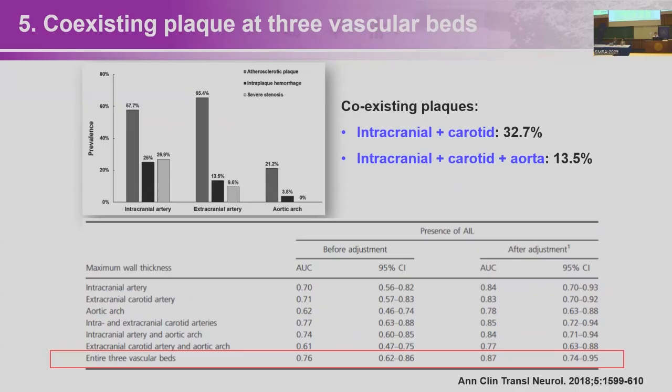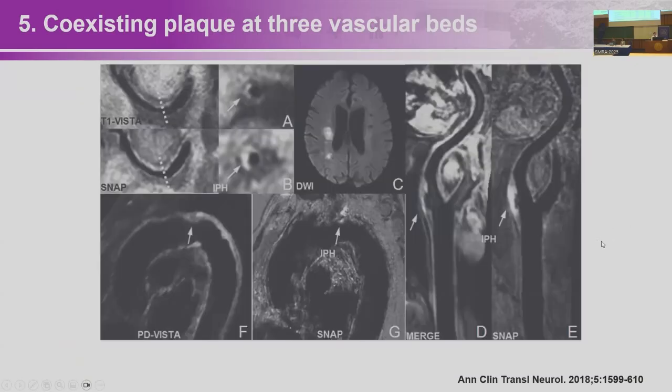We also found the plaque burden in the entire 3 vascular beds has the highest predictive value for ischemic stroke. Here is an example, where we can appreciate high-risk plaque in the intracranial artery, carotid artery, and aortic arch. This patient also developed acute infarction in the brain, detected by DWI.